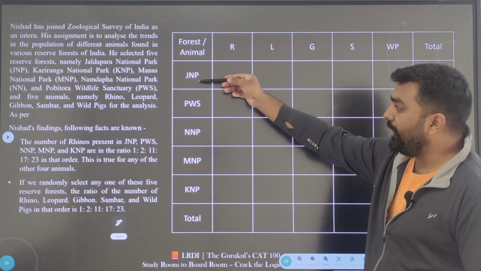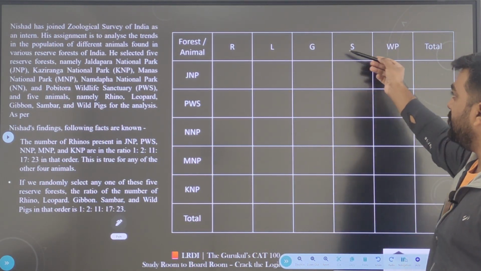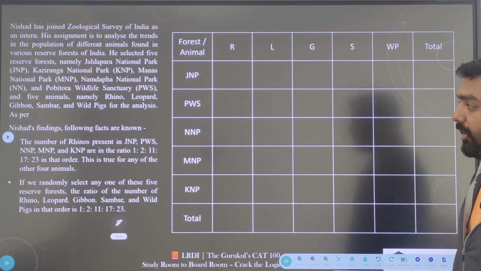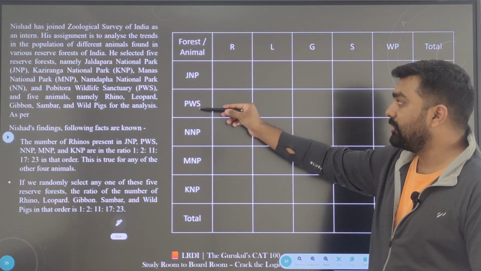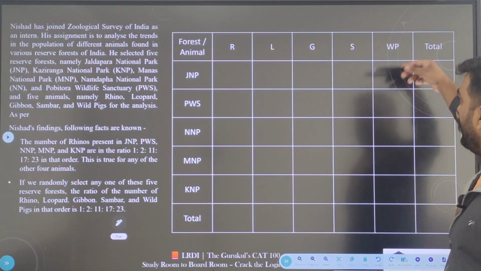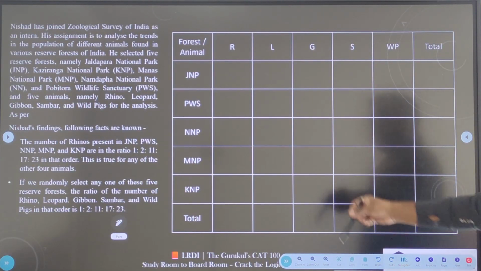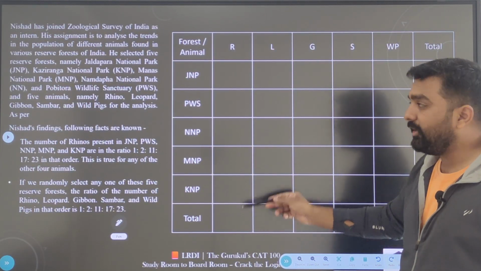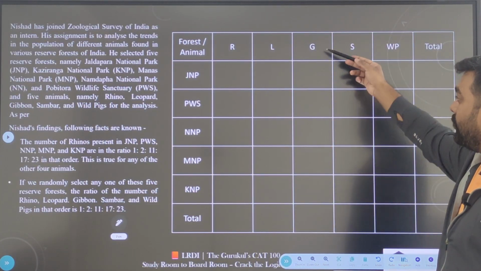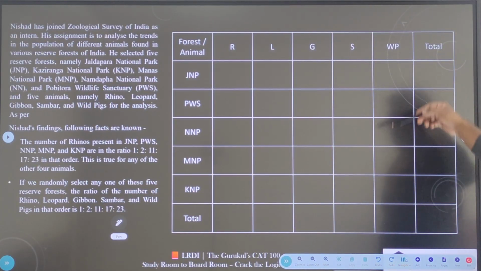For example, if JNP, PWS and so on are the forests, and R, L, G, S, WP are the animals, plus the total number of animals in that park or forest. And the total number of rhinos I'll write here, total number of leopards here, total number of G, total number of S, total number of WP. This is how we write the table.